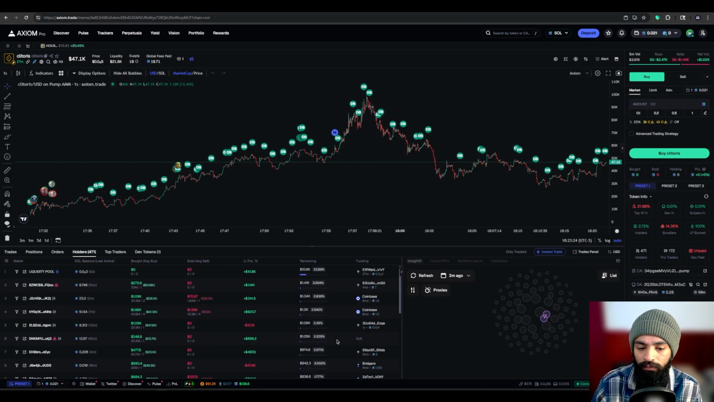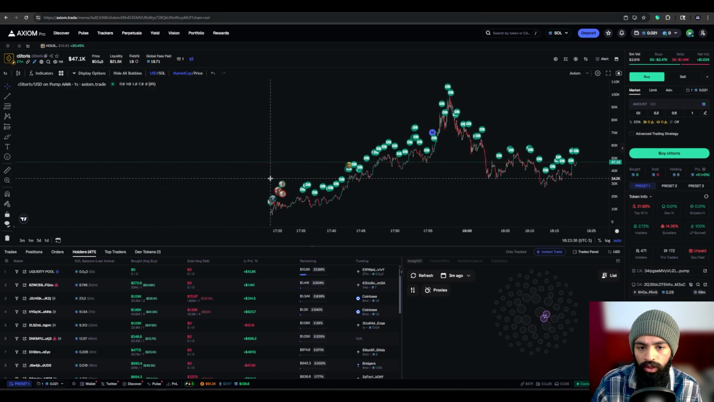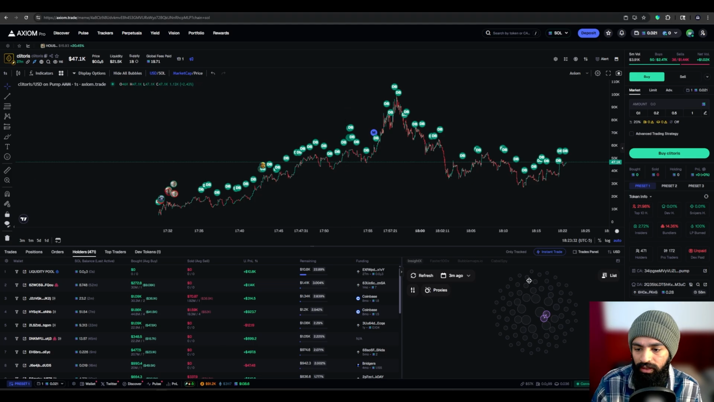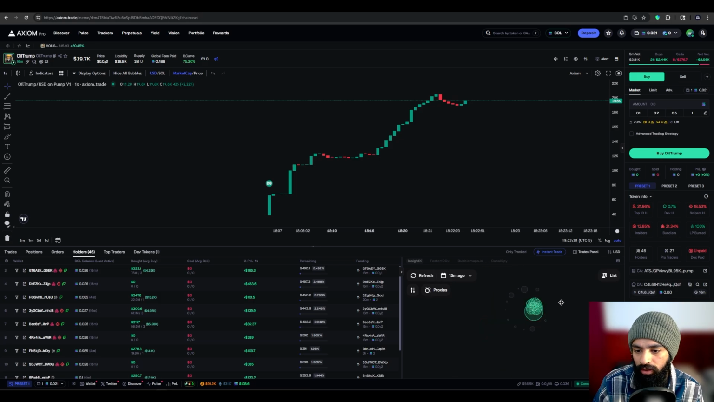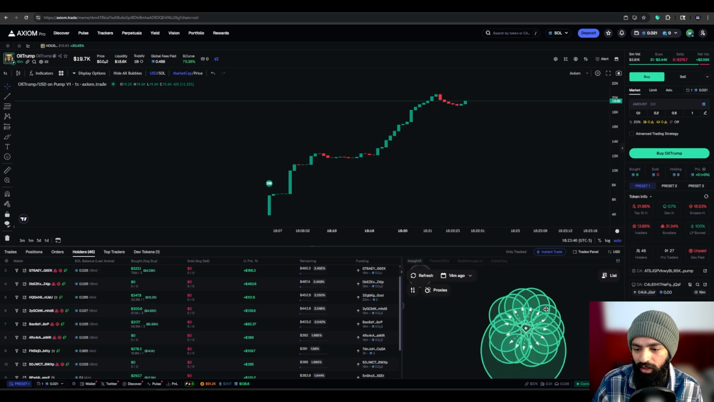So again, they're very different, and their SOL balance is also very different. 8 SOL, 23, 51. So that is how we could tell that these are different wallets. And this bubble map looks a lot cleaner compared to this. Look at this. You could immediately tell that this is a scam.